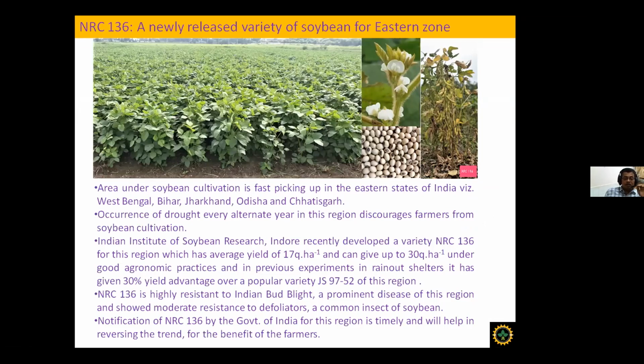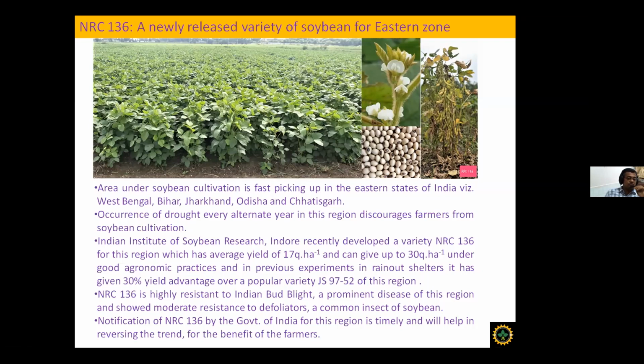And here I would like to give you a case study from the Institute of Soybean Research. NRC 136 is a newly released variety of soybean for the eastern zone. The area under soybean cultivation is fast picking up in the eastern states of India, that is West Bengal, Bihar, Jharkhand, Orissa, and Chhattisgarh. Occurrence of drought every alternate year in this region discourages farmers from soybean cultivation.